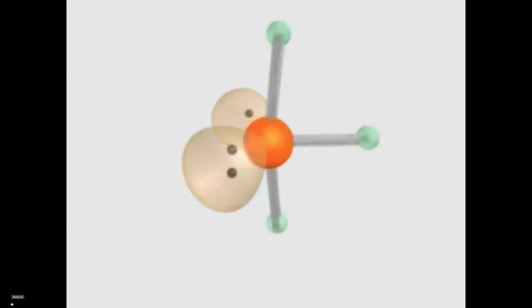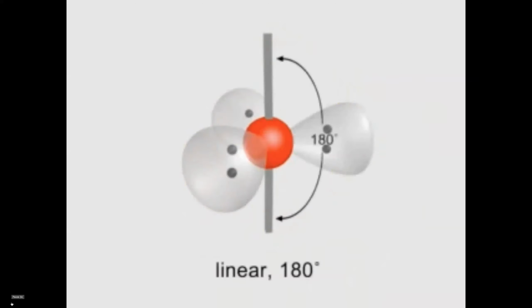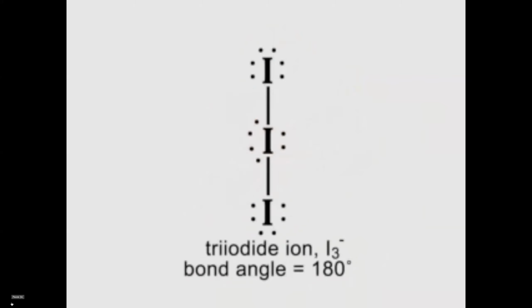The final shape in the trigonal bipyramidal arrangement occurs when a third equatorial lone pair repels the axial groups to 180 degrees. The object has a linear shape, as in the case of the triiodide ion.